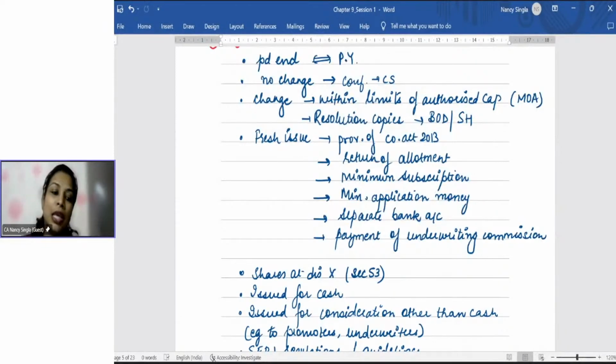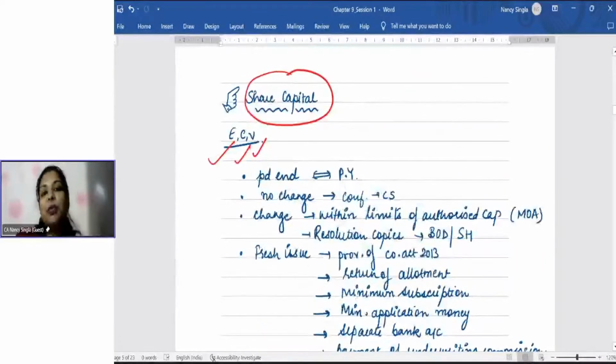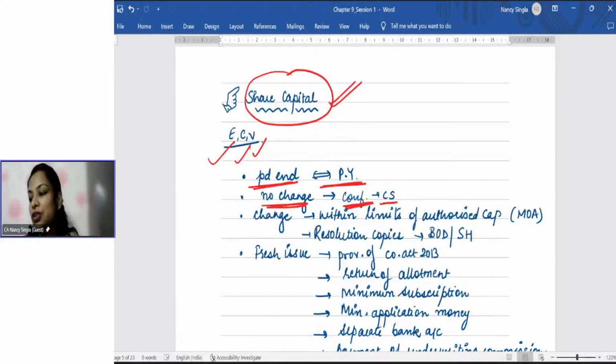Okay. Now, if the auditor has to verify the various assertions like existence, completeness, and valuation with respect to share capital, he may check the balance that is appearing in the current year balance sheet with the previous year audited balance sheet. Simple. In case of no change, no issue of capital, he can obtain a confirmation from the company secretary of the company that please give this to me in writing that during the year there has been no fresh issue of capital.